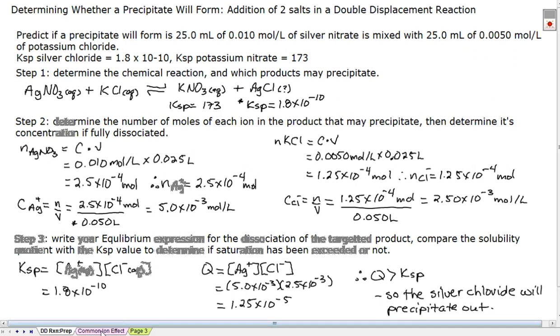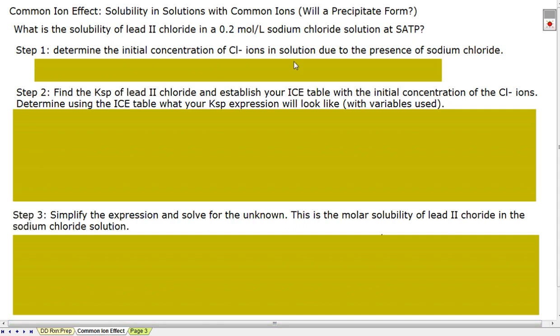Now we're going to move on to another problem, and this is quite similar to the last one. Say we go to put some salt into a solution that already contains another salt. In this case, the two salts have a common ion. So in this question, we're determining what is the solubility of lead 2 chloride in a 0.2 mole per liter sodium chloride solution at SATP, standard atmospheric temperature and pressure. Now, our common ion is chloride. So we have a chloride ion in the lead 2 chloride, and we'll have a chloride ion in the sodium chloride. Now, we've already got a solution of sodium chloride.